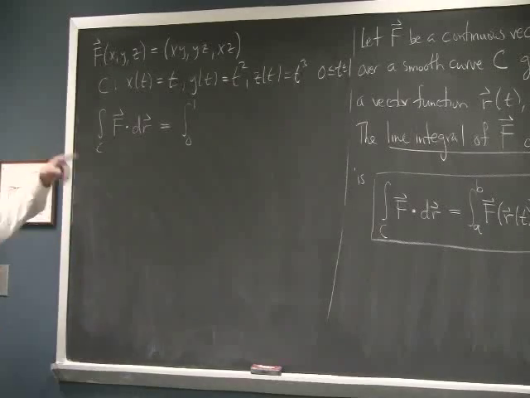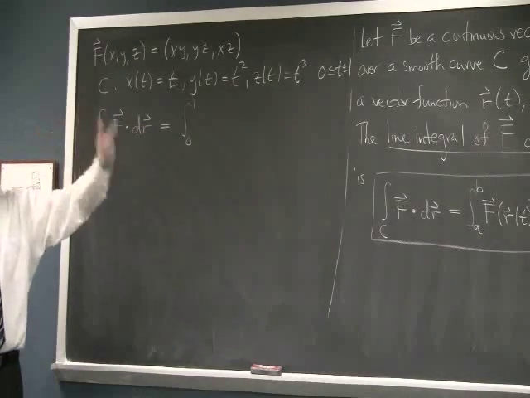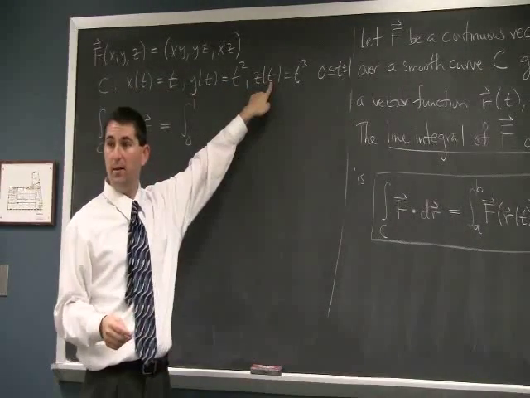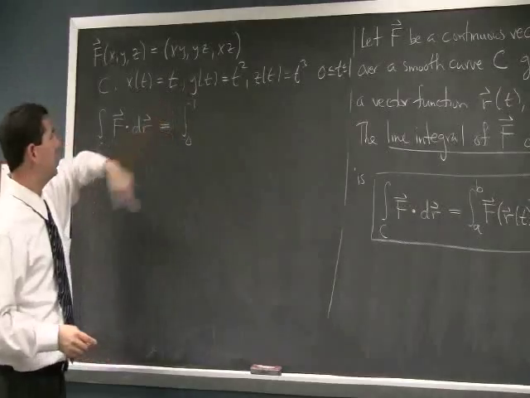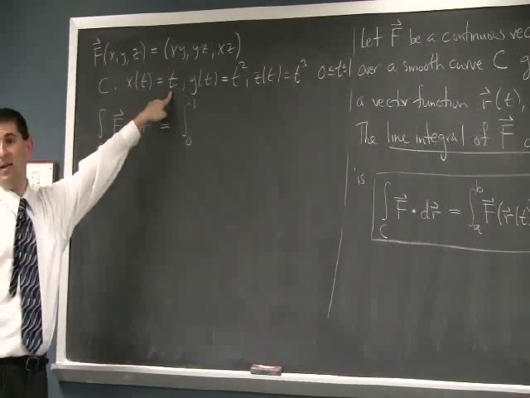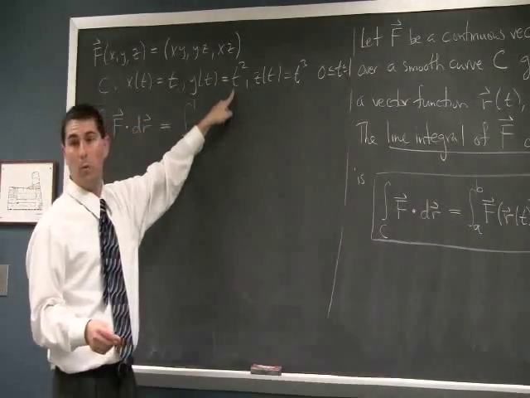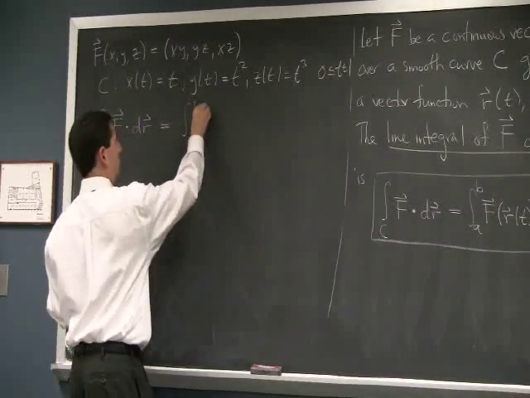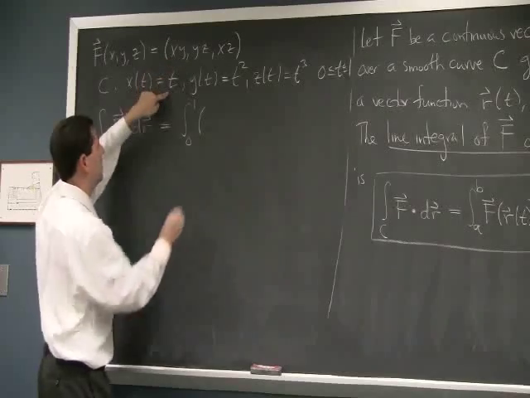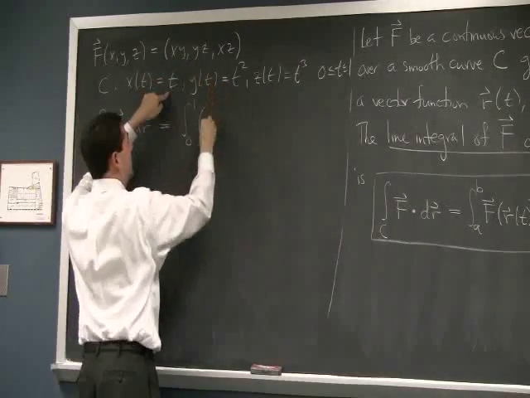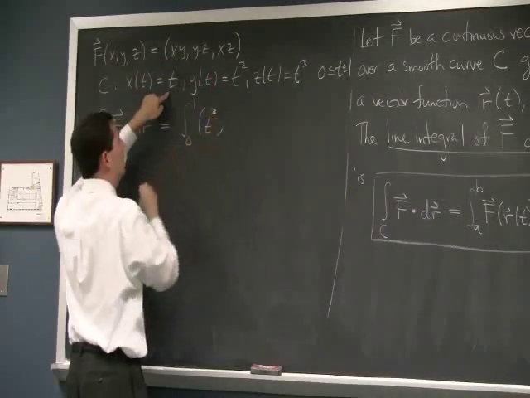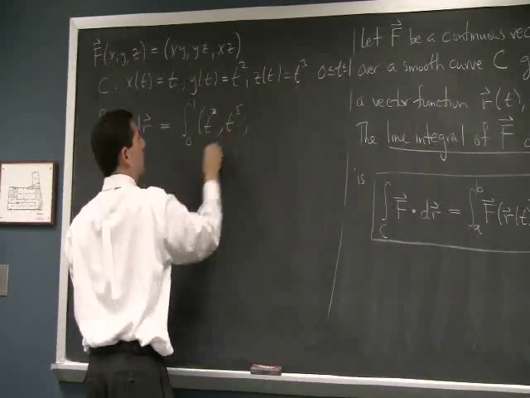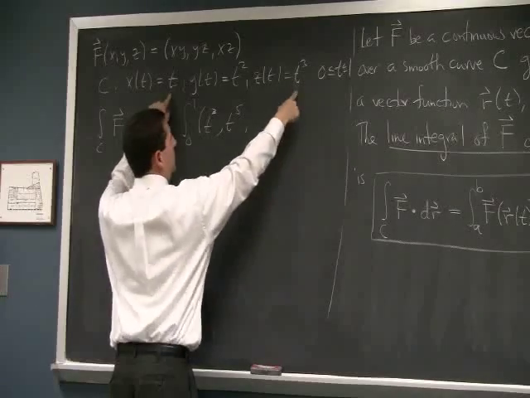Now we have to evaluate the vector field at r of t. So the r of t is given by x of t, comma y of t, comma z of t. So everywhere I see an x, I have to put in the x of t, which is t. Everywhere I see a y, I have to put in t squared. Everywhere I see a z, I have to put in t cubed. Okay, so my vector field becomes: x gets a t, and the y gets a t squared, so I get a t cubed. yz becomes t to the 5th, and xz is t to the 4th.